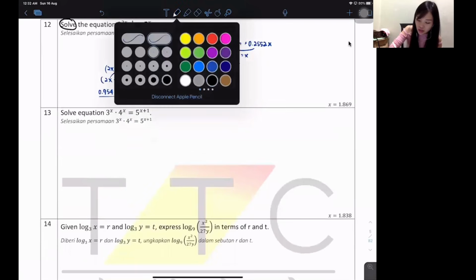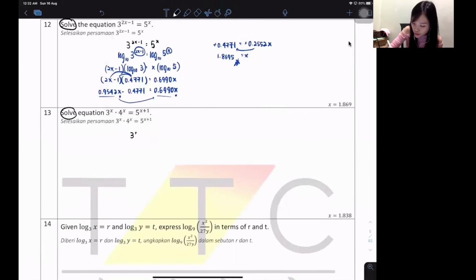Let's continue. 13. Solve the equation, this one. 3^x dot 4^x equals 5^(x+1). Can I ask you again, dot means what? Times. Very good. So again, how do we do it? Guys, is this indices or logarithm? Indices. Very good. Don't have log, isn't it? Indices, correct? Indices questions forever start from the same base.